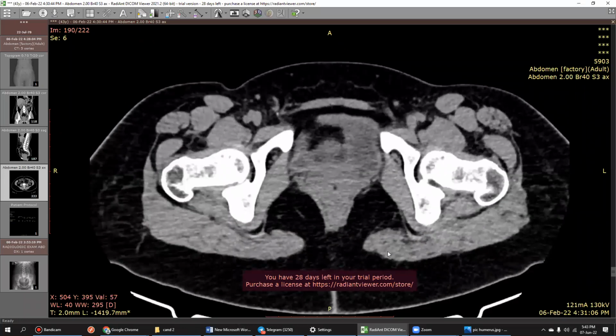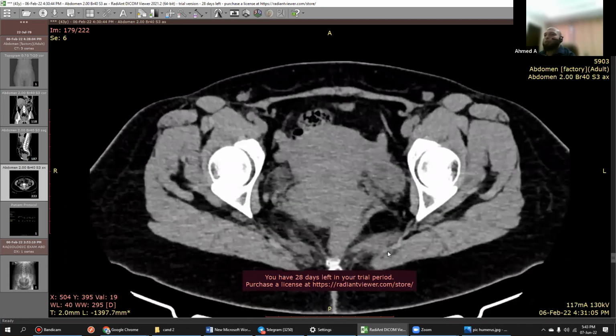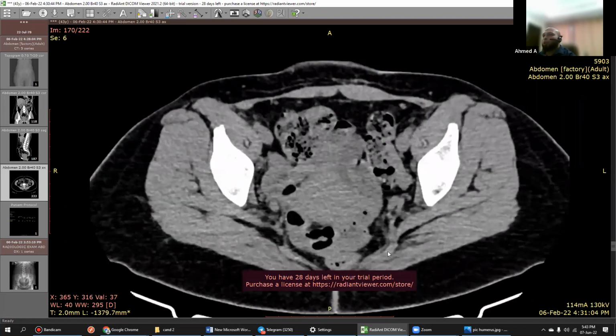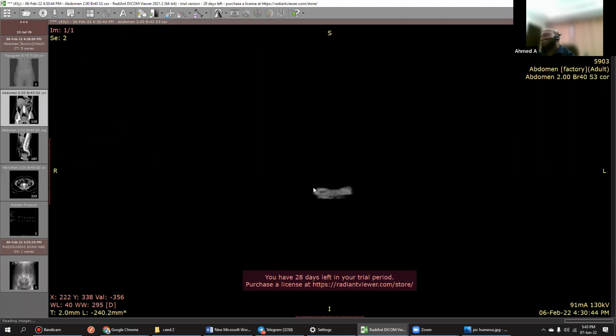Okay, I'll follow the rectum up. I do not want to waste time. Yeah, I'll give you a coronal format, so that will help you.